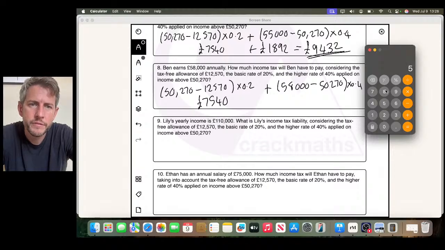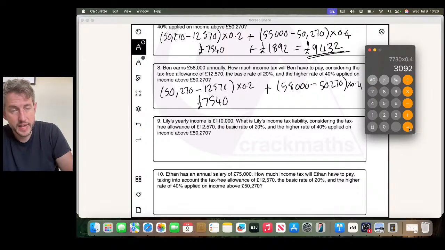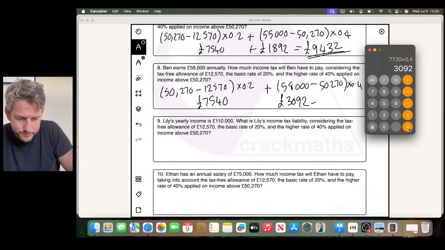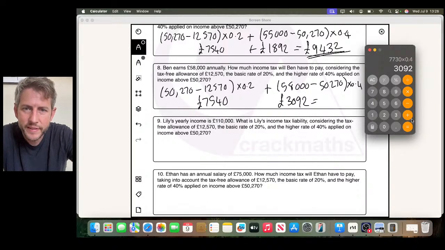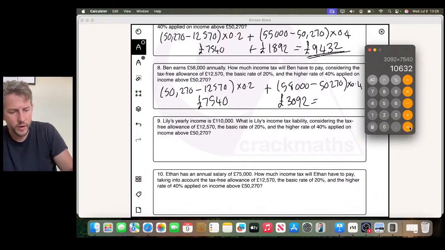So we've got here 58,000 minus 50,270 times it by 0.4, and so that gives us £3,092. Now if I add these both bits together, 7,540, that will give me how much tax he has to pay. Okay, right.